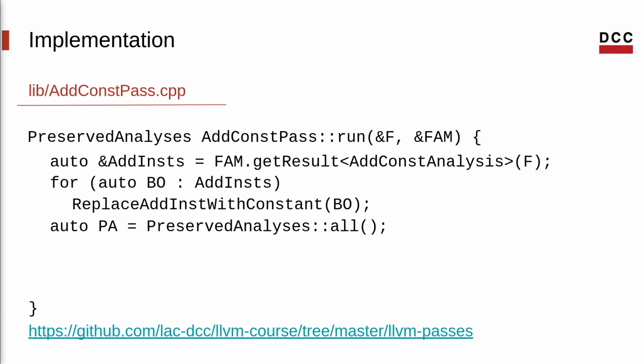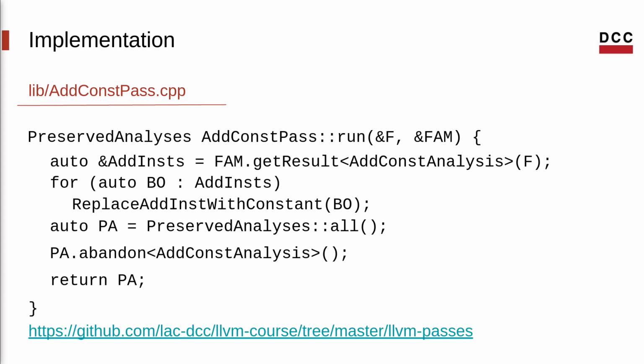We start with a preserved analysis object that represents all the analysis. We then abandon the addConst analysis, since the add instructions it collected were deleted from the program. This means that any other pass that requires addConst analysis will cause the analysis to run again. Then we simply return the preserved analysis.